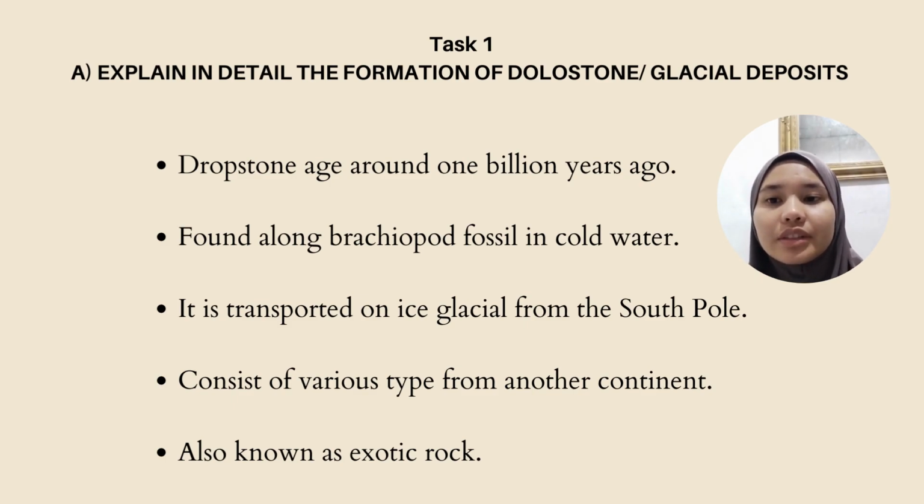Dropstone was discovered by scientists in the early 1970s, and its age is 1 billion years old. It can be found in cold water along with brachiopod fossils, also known as ancient seashells, in a shallow marine depositional environment. Dropstone has been transported on ice from the South Pole. There are various types of dropstone that originated from another continent, found in Langkawi.